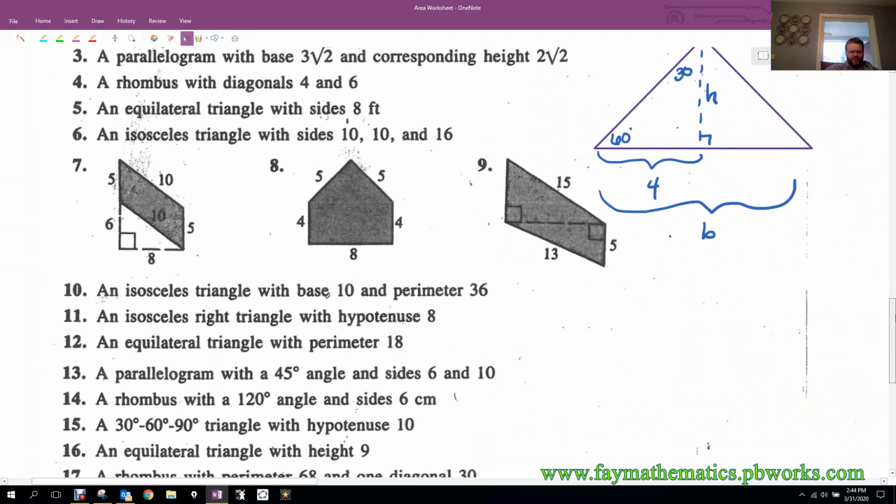I think these next ones are pretty self-explanatory. Obviously, you're going to want to kind of break that one up into 2 shapes. That makes that top triangle isosceles.